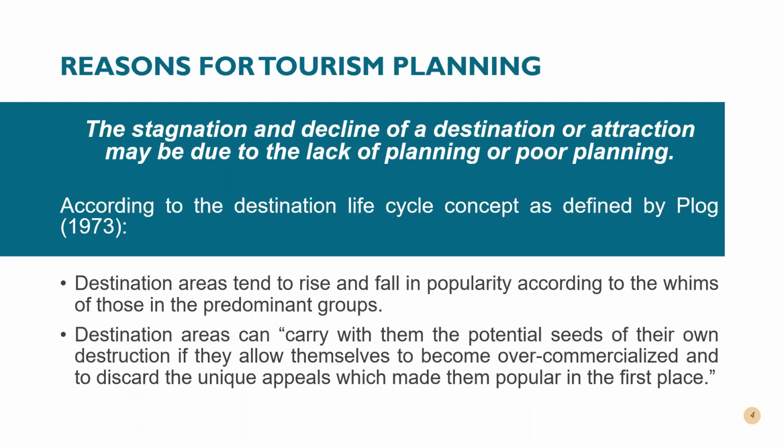According to the destination life cycle concept as defined by Plog in 1973, destination areas tend to rise and fall in popularity according to the whims of those in the predominant groups. Destination areas can carry with them the potential seeds of their own destruction if they allow themselves to become over-commercialized and to discard the unique appeals which made them popular in the first place.